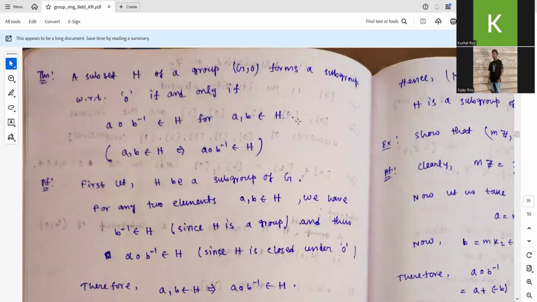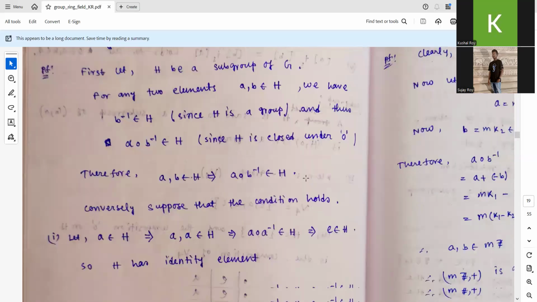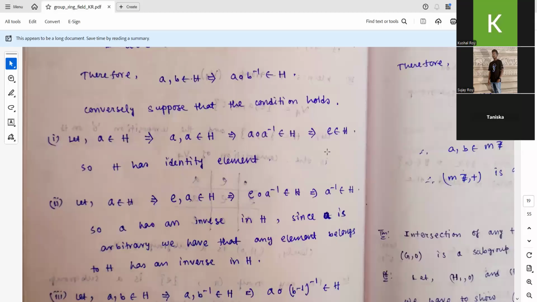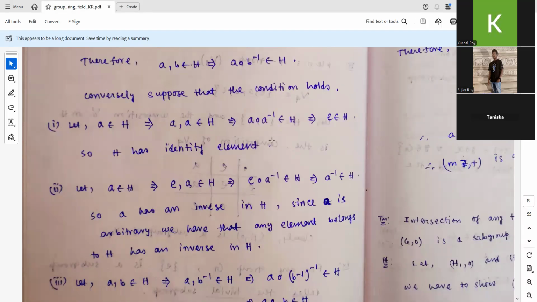Now conversely, we assume that this condition holds. That means for A, B belonging to H, A composition B inverse belongs to H. Now we have to prove that H is a group, that means H is a subgroup of G. Since we have to show H is a group, we have to show that the four properties of a group are satisfied.